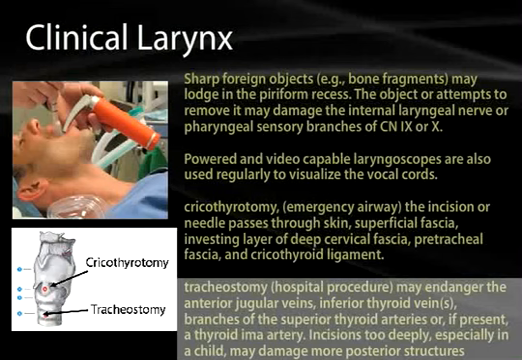Here you can see the cricothyroid and the tracheostomy positionings, which can be done in an emergency situation. However, the tracheostomy tends to be surgical just because it's harder to landmark, and there can be significant vascular structures in around there, as well as the isthmus of the thyroid gland.